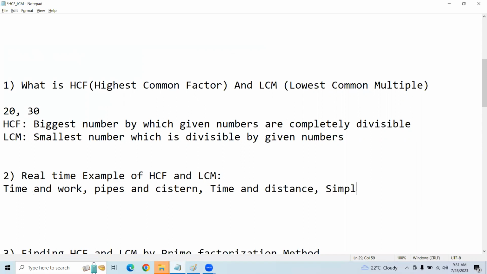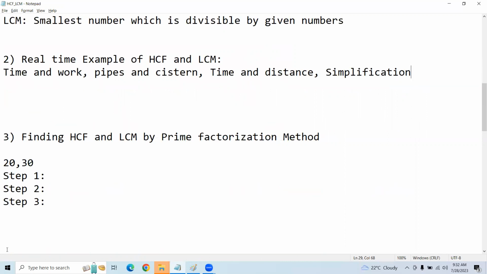And whenever you need any simplification, like in most of the topics, you do percentage or you take any of the aptitude topics, you need to do simplification, like you need to convert a fraction into simplest form. So if you know the HCF in a single step, you will be able to convert any fraction into its simplest form. Now, let's look at the method of finding HCF and LCM.